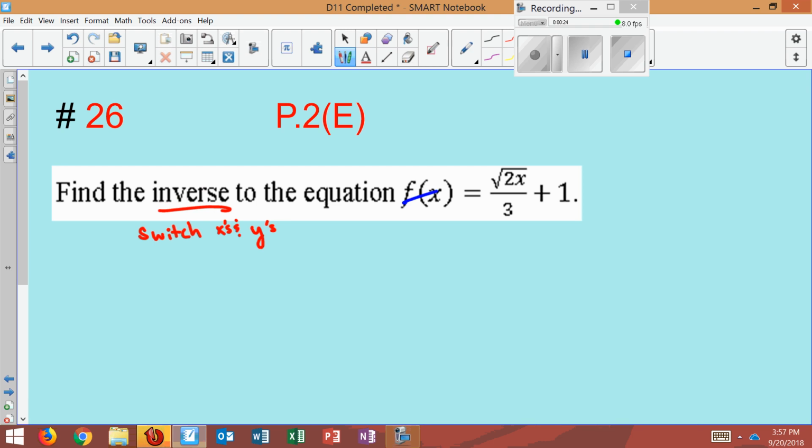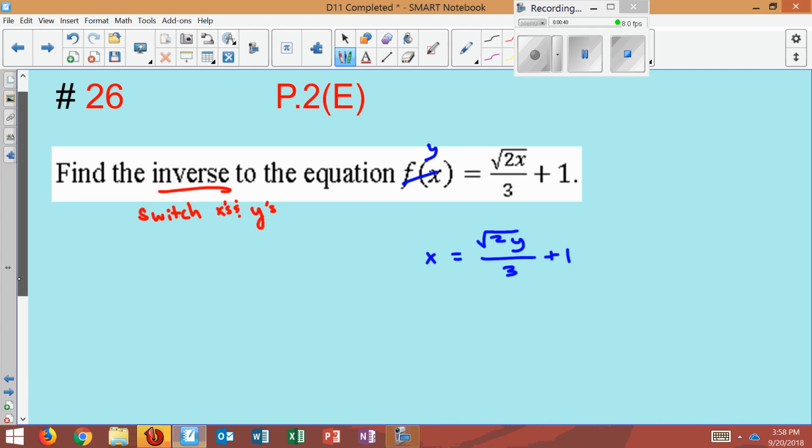So f of x represents our y, and so I'm going to switch those two and say that x equals the square root of 2y over 3 plus 1. And that was my first step, to switch x and y. Your second step is to solve for y.